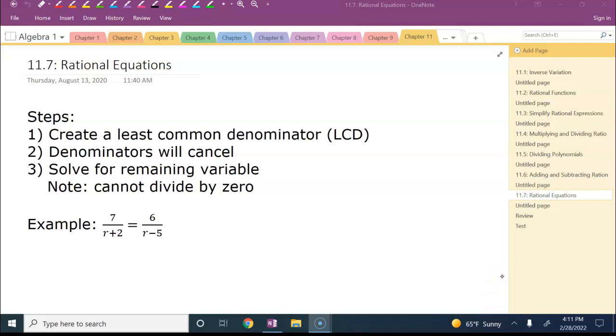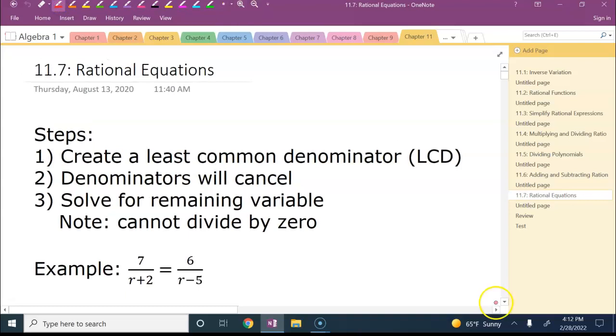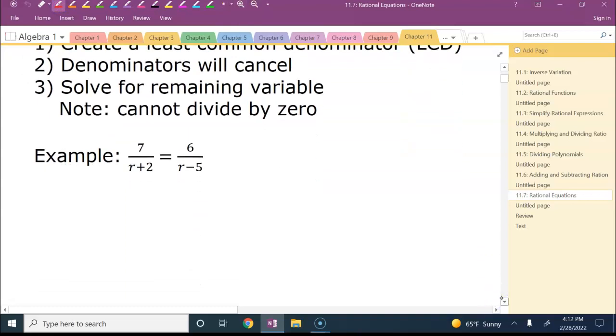So for example, if I have 7 over r plus 2, and that's equal to 6 over r minus 5, I'm going to try to solve for my letter r here. Now I need to find a common denominator first. I need for both of my denominators to have each of these pieces here. So if you remember what we were doing with section 6 when we were adding and subtracting our rational expressions, we had to have common denominators.